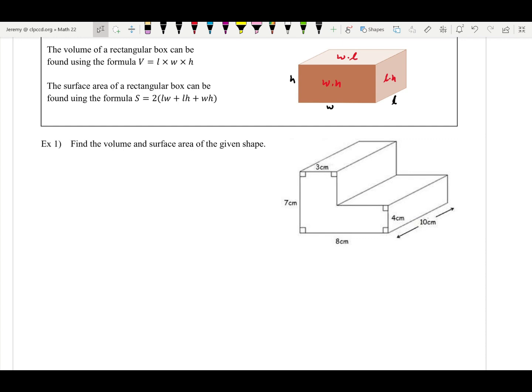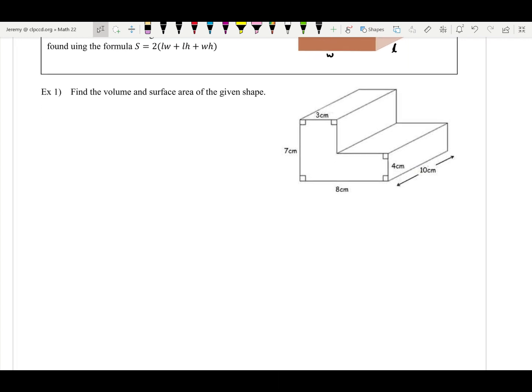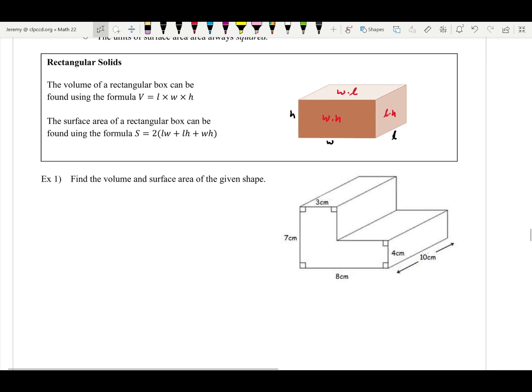Now let's see how we might apply these formulas. We're given this picture in three-dimensional space, and we want to find the volume and the surface area of this shape. This looks like a compound or composite shape. I'm seeing various rectangular boxes here, and I'm trying to break this down visually, mentally, into a finite number of rectangular boxes because I have nice formulas to work with rectangular boxes.